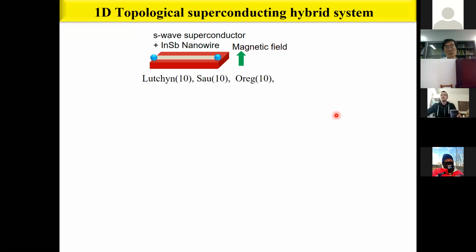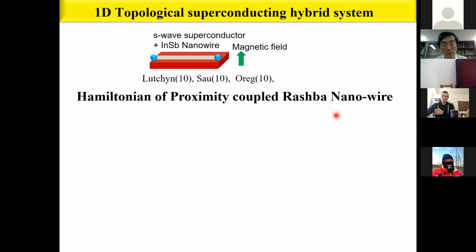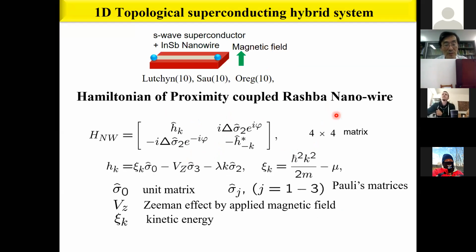Following this idea, Roman Lutchyn and Yuval Oreg at the Weizmann Institute proposed a very nice model: the Hamiltonian for a proximity-coupled nanowire system. It can be written like that. It's a 4x4 BdG Hamiltonian. The important point is that, differently from my lecture today, in the first part of the lecture, we should consider carefully the structure of the normal state. In that case, the normal state Hamiltonian is not so simple, including the Zeeman effect and also spin-orbit coupling.